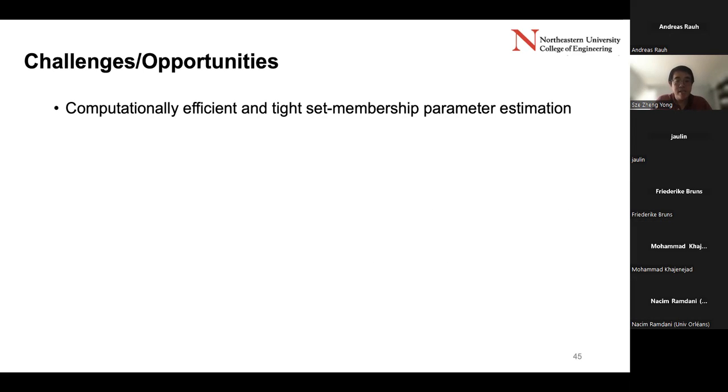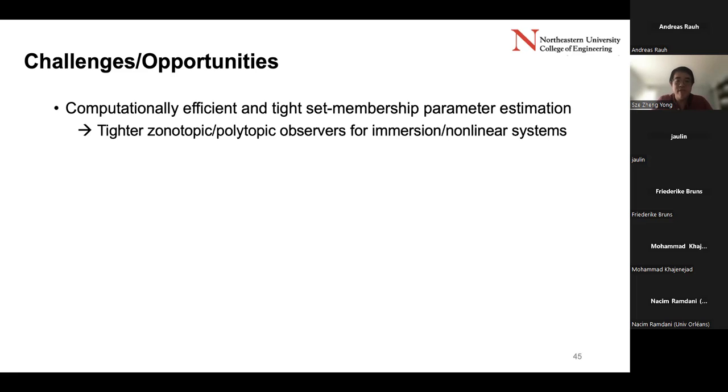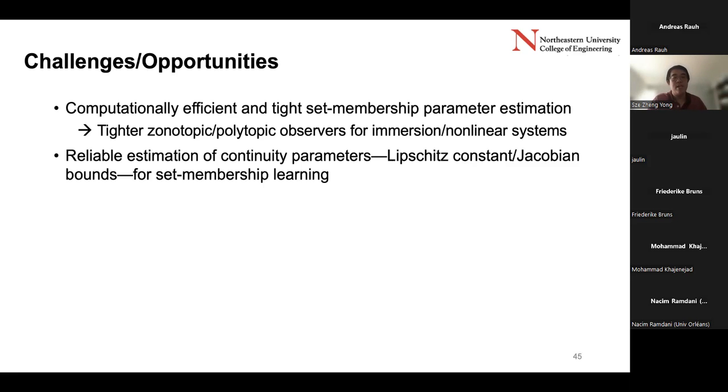So some other challenges or opportunities that we might have: if we can have more computationally efficient or tight set membership parameter estimation, then we can be less conservative. So we could potentially consider zonotopes or polytopes when we're designing the observer. And sometimes we might want to consider how we deal with the nonlinearity of the systems. Can we consider linearizations of the system or immersions of the system?